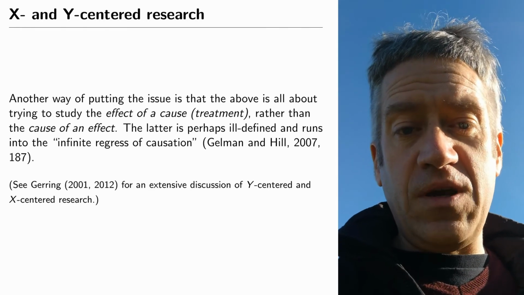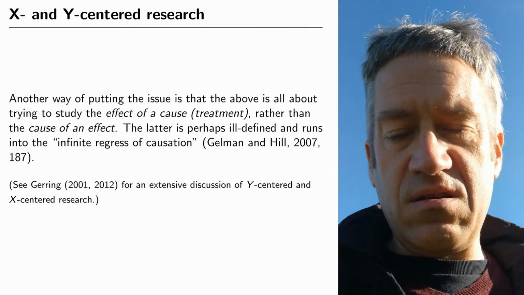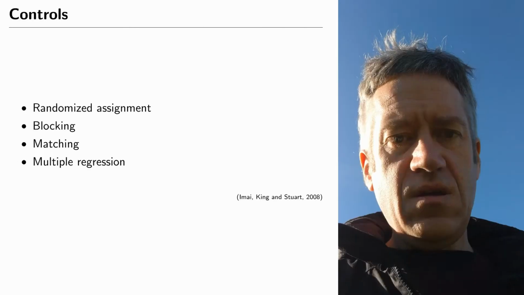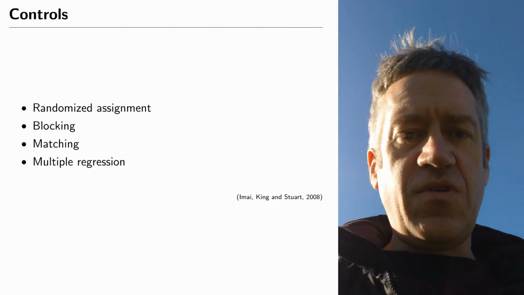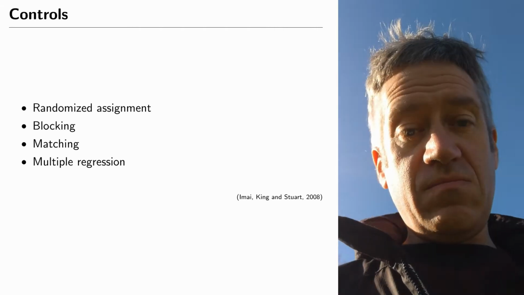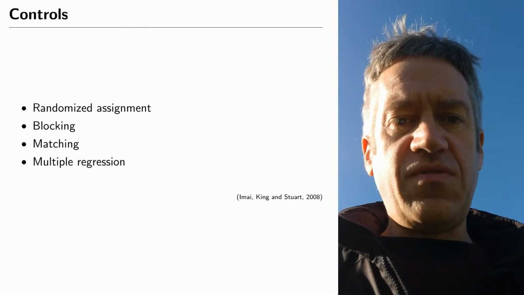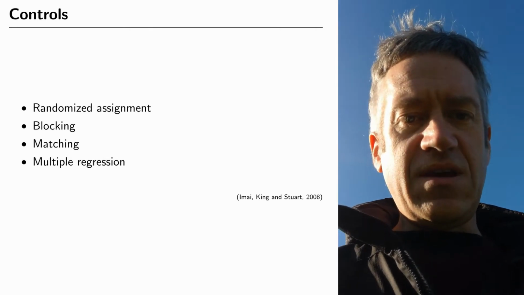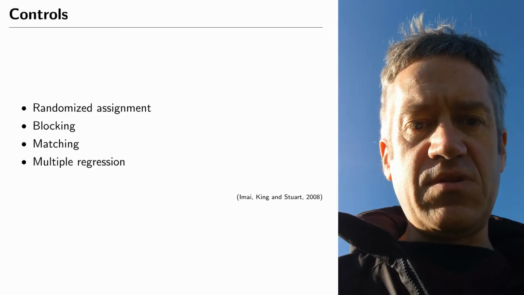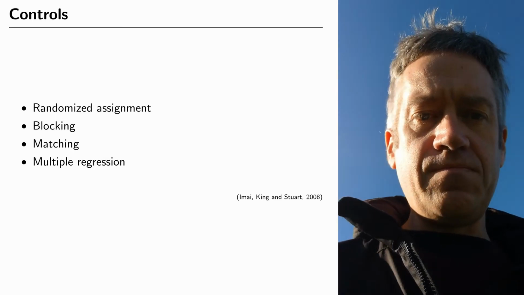So be careful with Y-centered research designs in quantitative methods. We have discussed how we can identify what a confounder is, at least theoretically. But what can we do when we have some control variables, some confounders, and we want to get closer to estimating an average treatment effect?